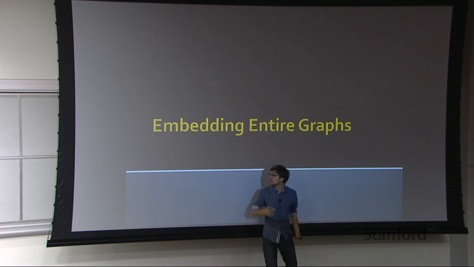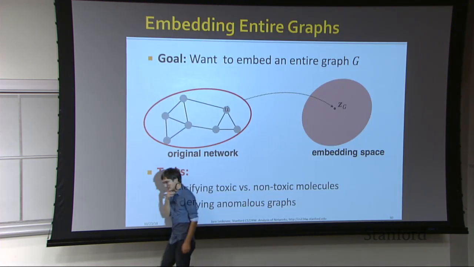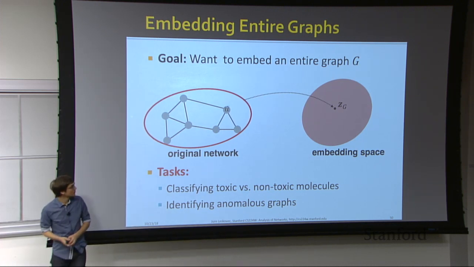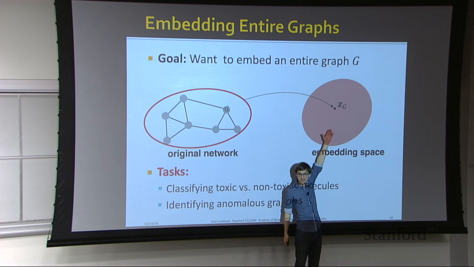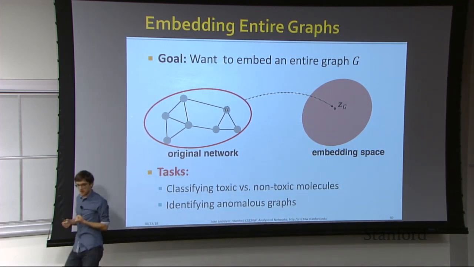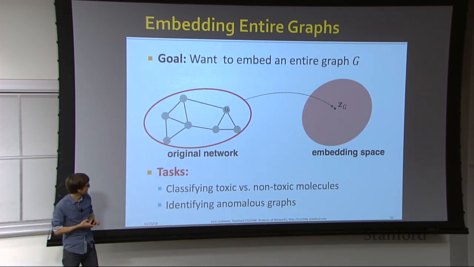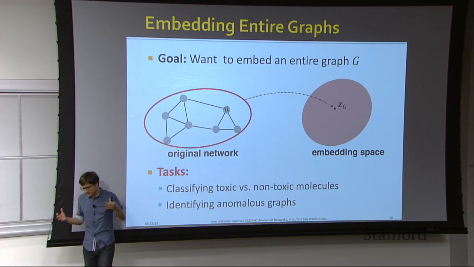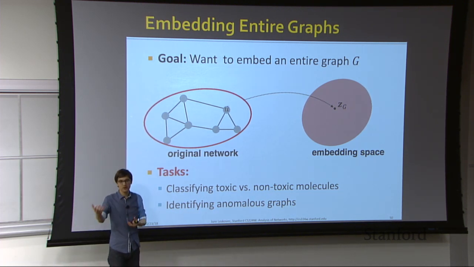All right, in the last few minutes, let me talk about, now we talked about how do you embed nodes, but how do we embed entire graphs, right? So the idea is the following. What I'd like to do is take an entire graph and put it somewhere in the embedding space. And the reason why I would want to do this is because sometimes I want to reason about multiple graphs at once, right? So maybe I have graphs representing molecules, and I want to predict, is this molecule toxic or not?